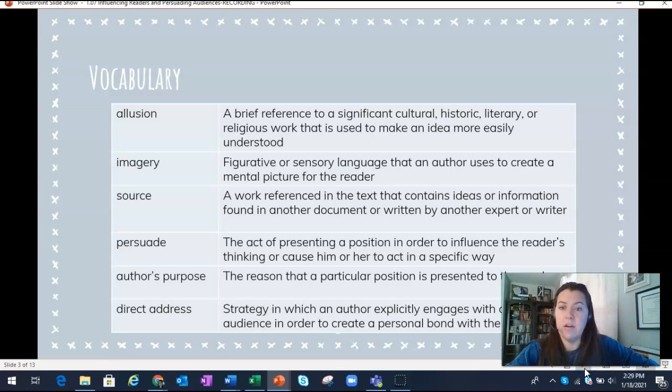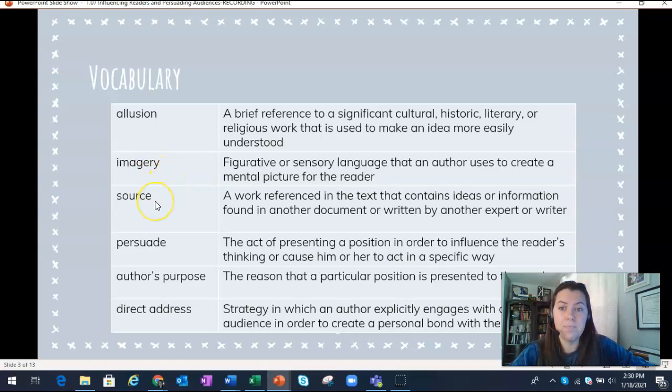So here are the vocabulary words you need to be familiar with. The first one is allusion, and this is a brief reference to a significant cultural, historic, literary, or religious work that is used to make an idea more easily understood. So we see this when an author refers to something that we are familiar with, like maybe it's an old story, or maybe it's something from the Bible, or a historical event that the author refers to in order to help us understand his idea. That's called an allusion.